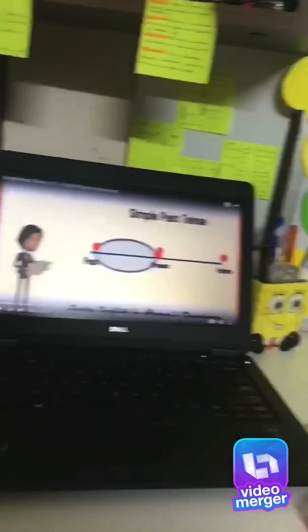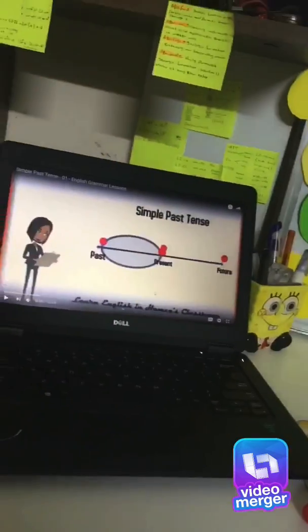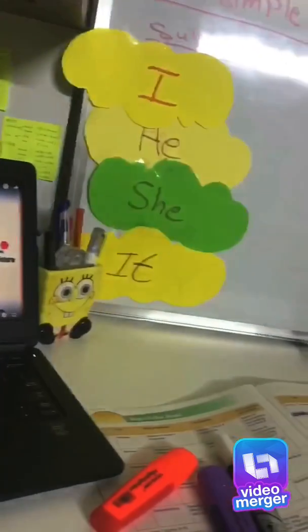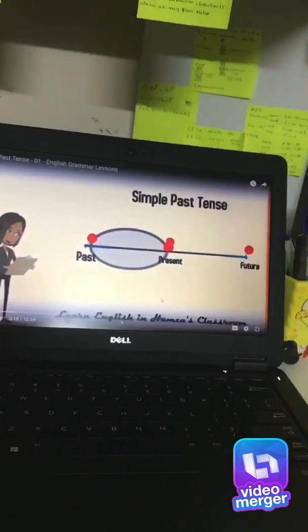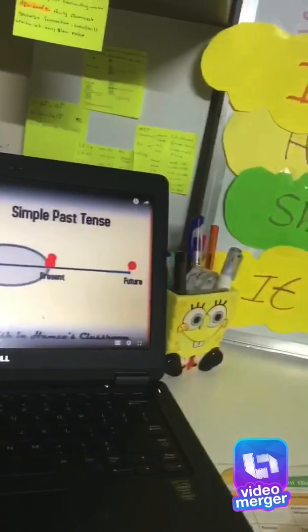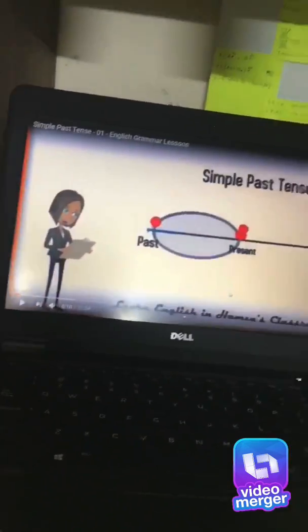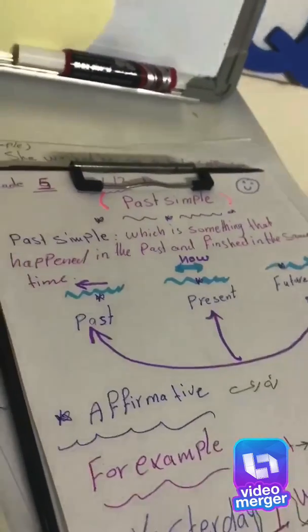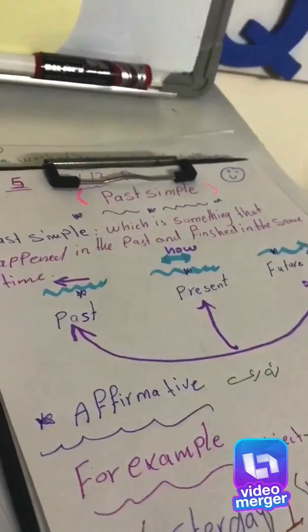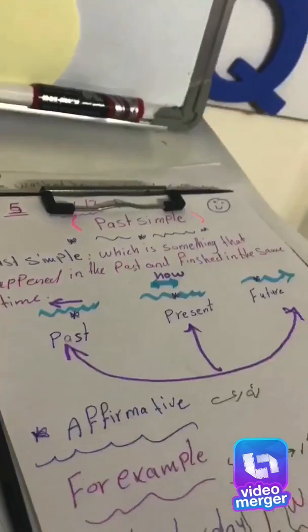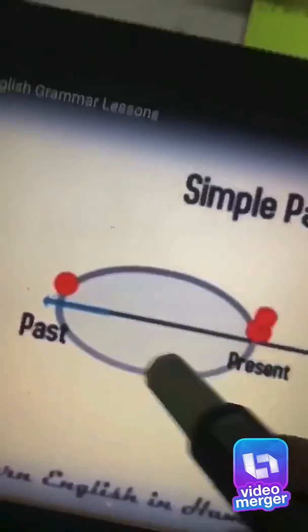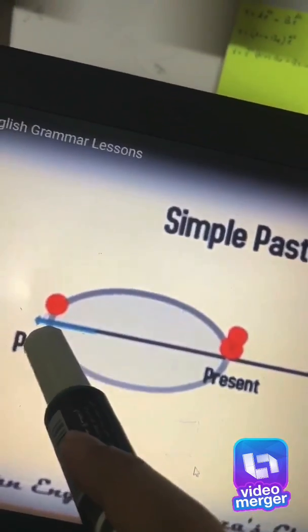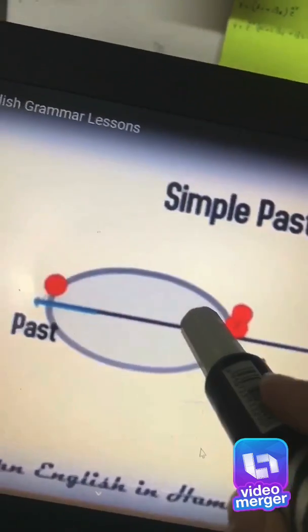Today, I'm going to make a review from the previous lesson that we studied in school. I'm talking about the past simple tense as I explained for you in our class. Now I'm telling you what the past tense was. As you know, the past simple tense is something that happened in the past and finished at the same time. As I told you, the action started in the past and finished at the same time.